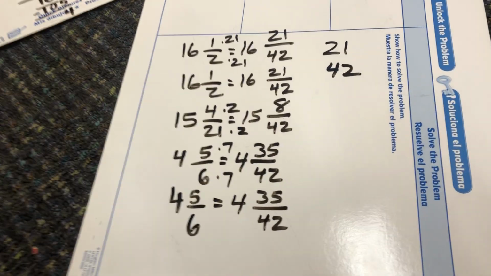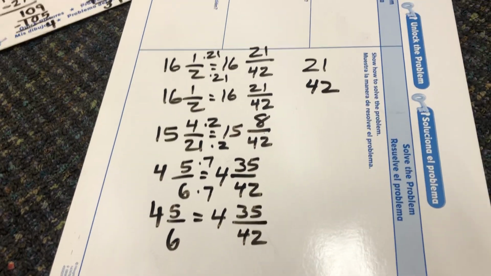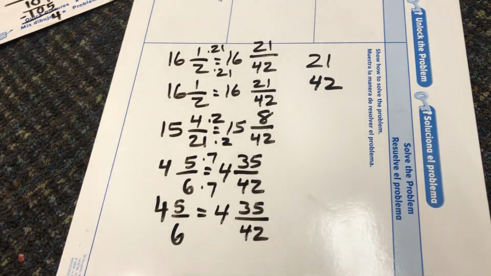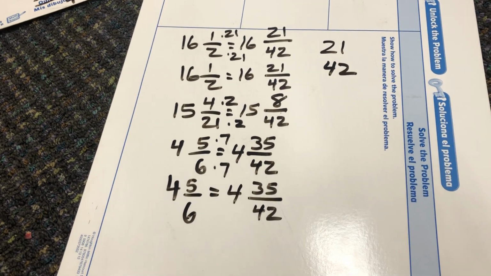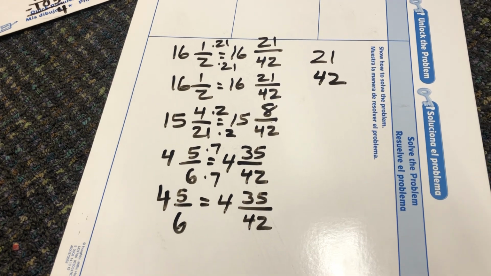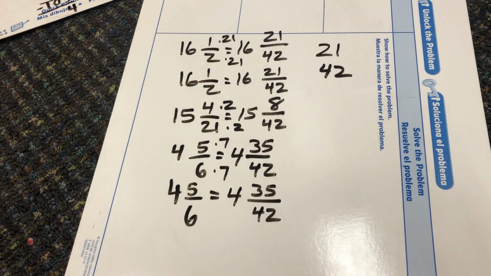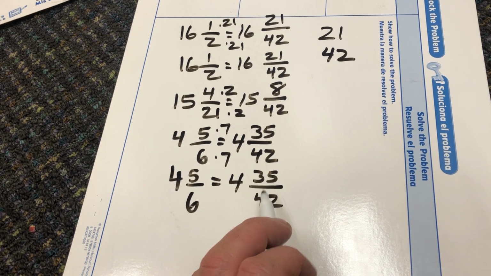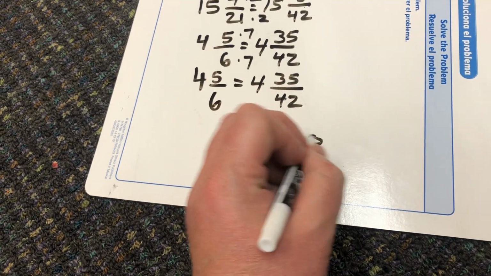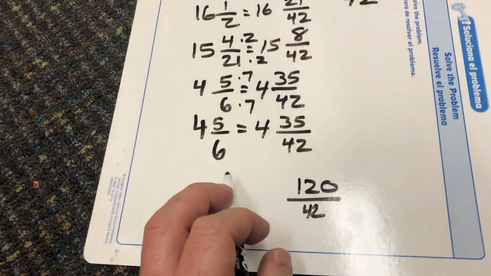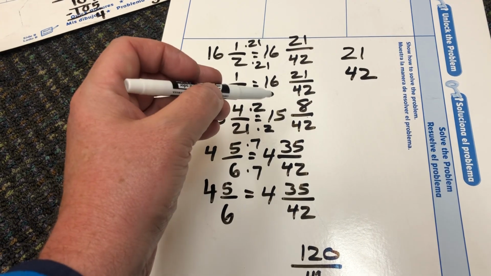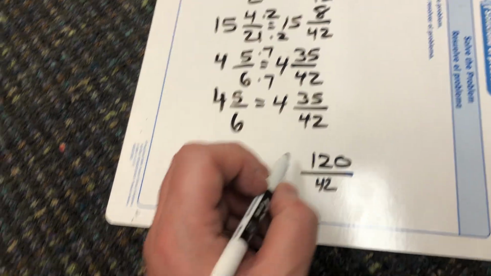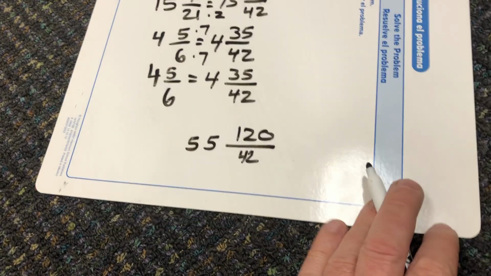Well, here's some addition work that needs to happen now. 21, 21, 8, 35, and 35. Well, 21 plus 21 is going to give me 42. For the purpose of time, I'm going to kind of accelerate this, but you may sometimes have to do some scratch work. 21 plus 21 is 42, plus 8 is 50, plus 35 is 85, plus 35 more is 120. That's going to be 120 over 42. When I add my whole numbers, 16 plus 16 is 32, plus 15 is 47, plus 4 is 51, plus 4 more is 55.